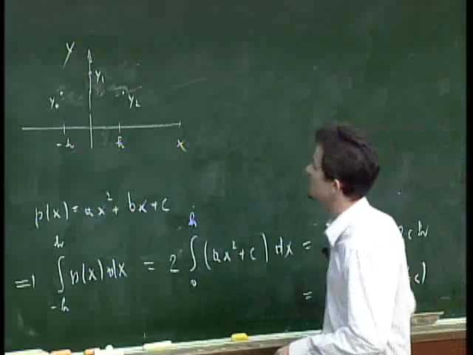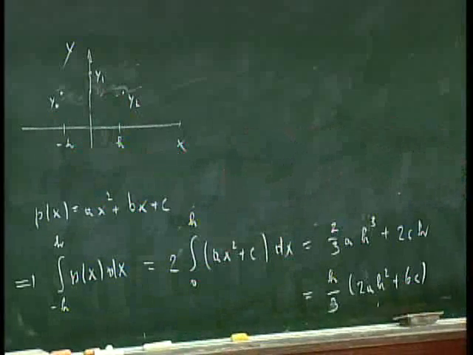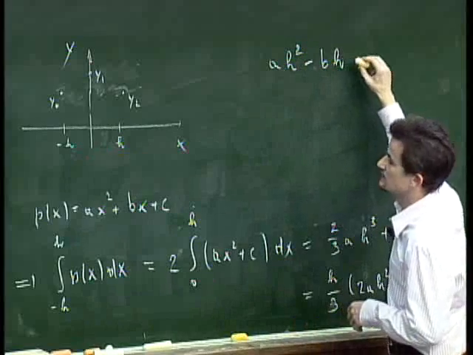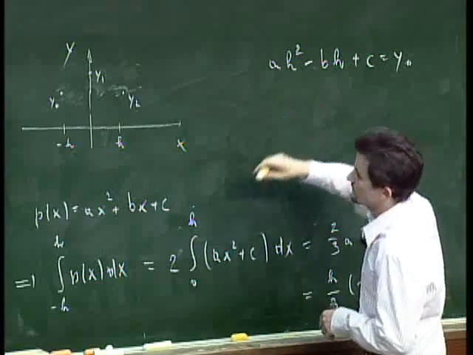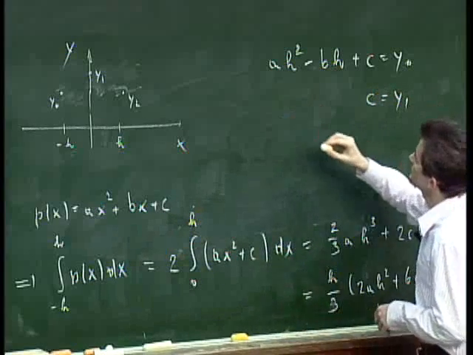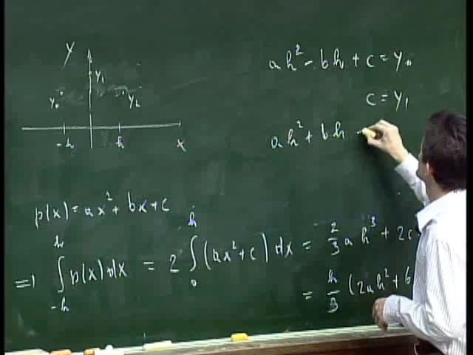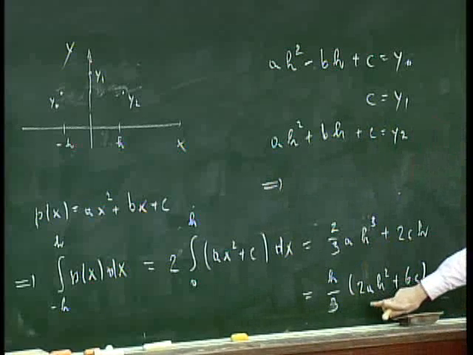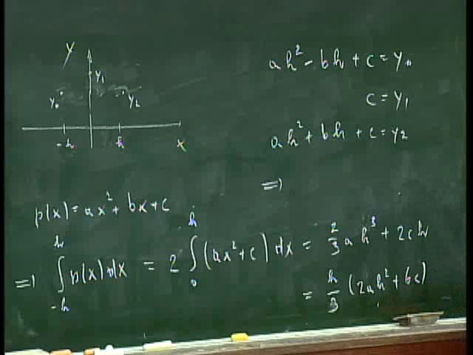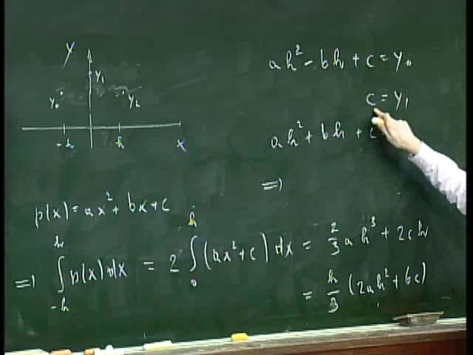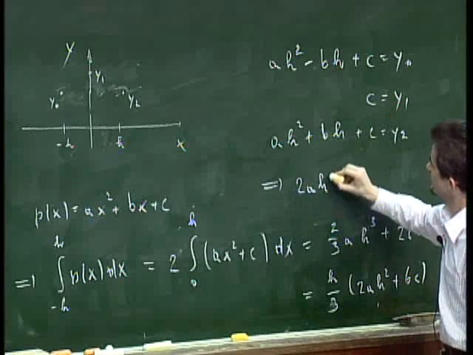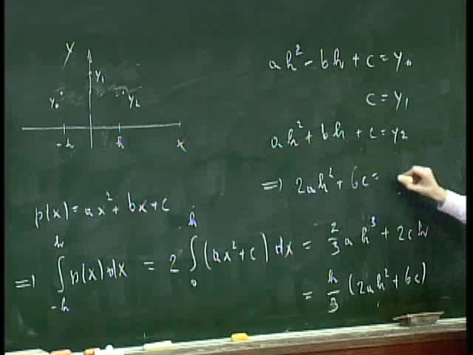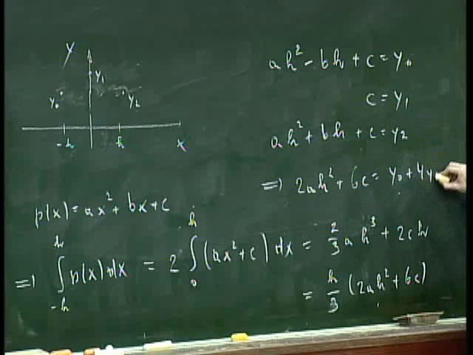We still have to find a and c in terms of y0, y1, y2 in order to understand how the rule works. If we choose this point here, a h squared minus b h plus c is equal to y0. At 0, which is the easiest case, c is equal to y1. And we have a h squared plus b h plus c is equal to y2. What we need is 2a h squared plus 6c. So we add those two here and add 4 times this one. If we add those two and 4 times this one, the b terms cancel out, so we have 2a h squared plus 6c is equal to y0 plus 4 times y1 plus y2.